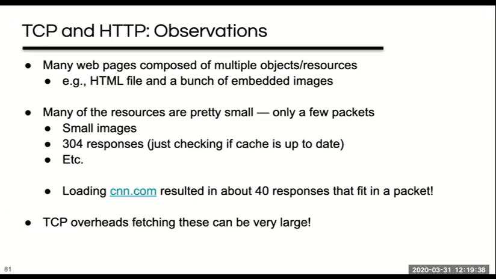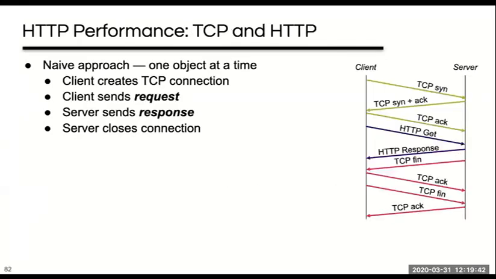And so the TCP overheads of fetching these small objects can be really large. So let's think about my 40 small objects from CNN. How do you retrieve them? Naively, you do it one at a time. You open a TCP connection, you do the HTTP request and response, and you close the connection, like in this time sequence diagram here. Note that when I've got two arrows going the same direction, those could be basically on top of each other. I spaced them just so that you can read the labels.